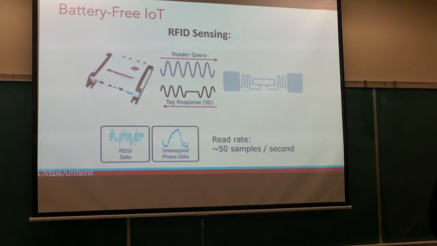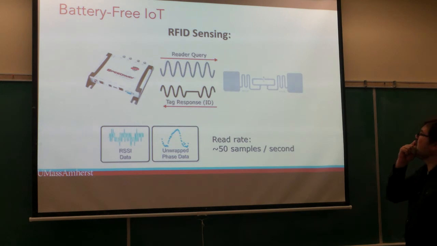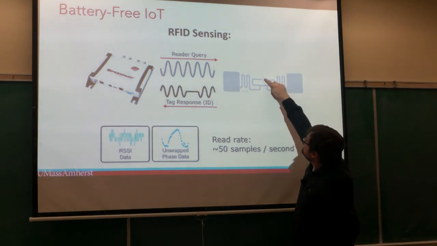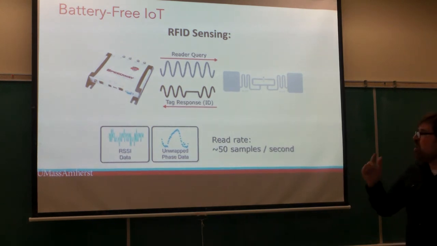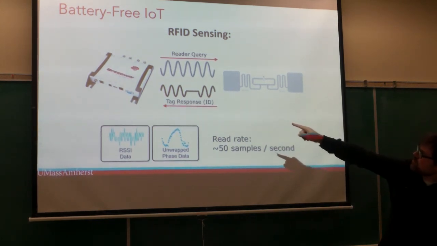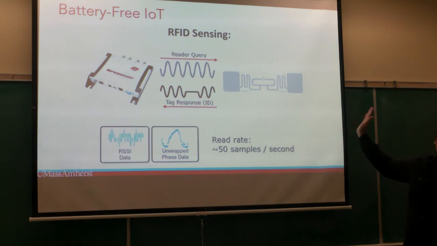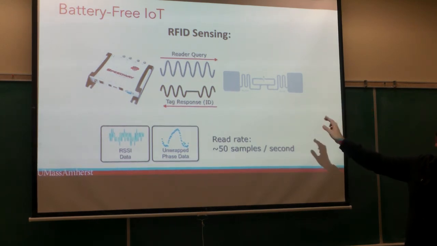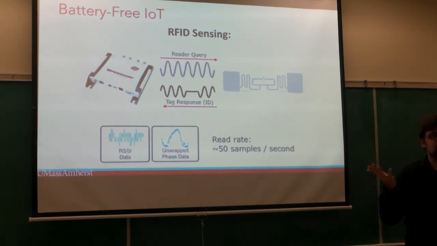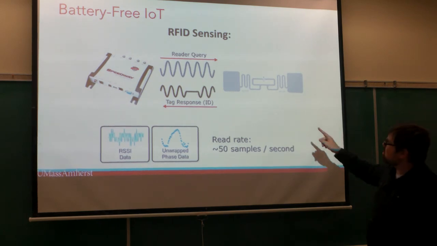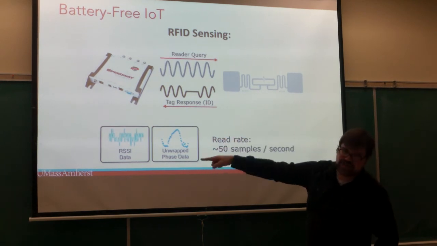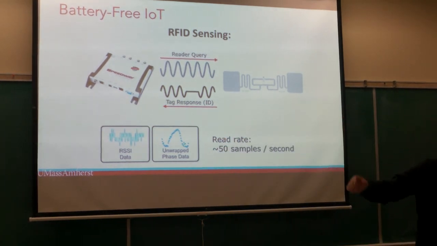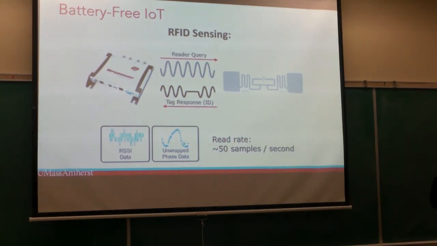RFID tags don't have batteries. They use a very small capacitor. You probably can't even see it. I think this part of the tag right here is the thing that stores power. Basically the reader on the left sends a 900 megahertz signal to the tag, and the tag uses that power to charge up its capacitor. Then it's able to modulate the signal that the reader sent back to the reader, and embedded in that signal is some information.